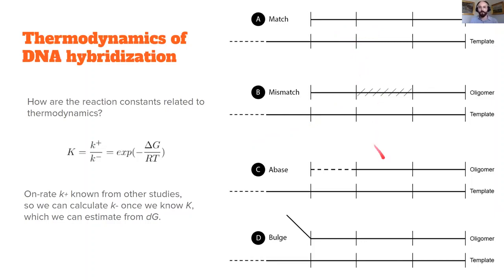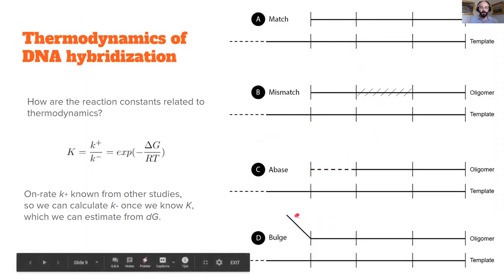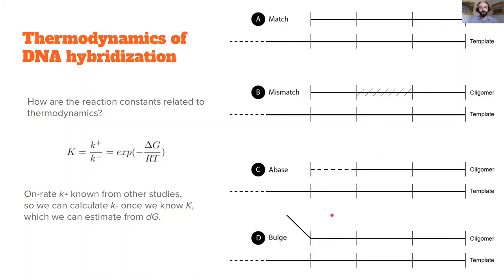We have a mismatch, we have the A base, and we also have a bulge. A bulge is where you introduce more nucleotides than what the complementary strand has. And this can result in the formation of some bulges and also some stem loops, which can increase the stabilization of this duplex.